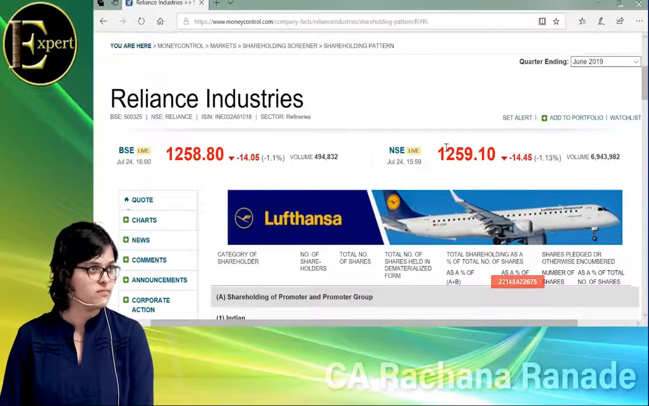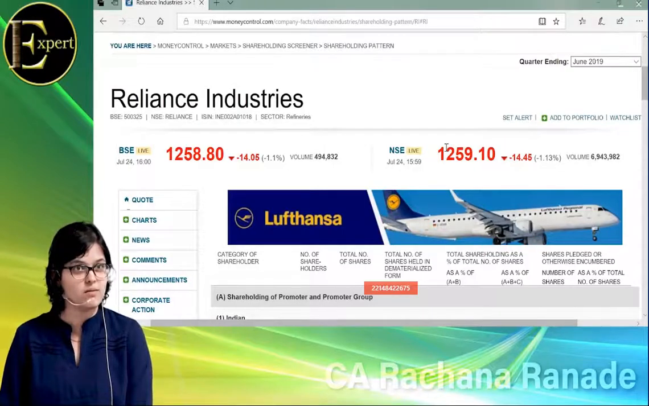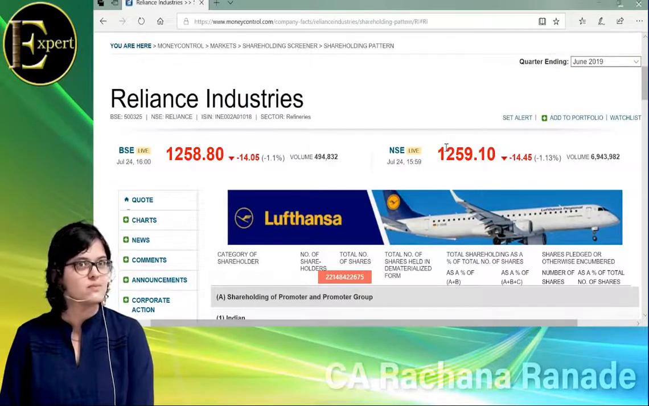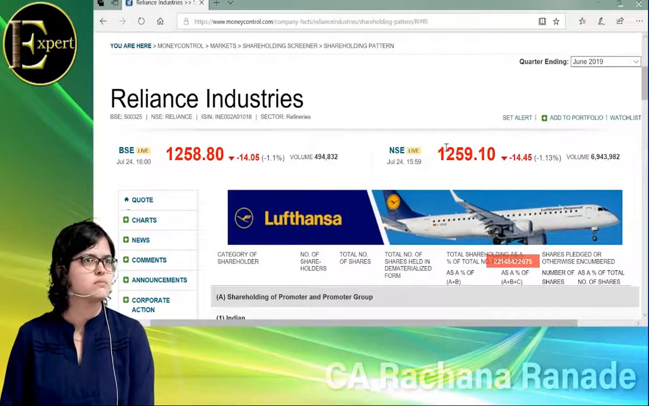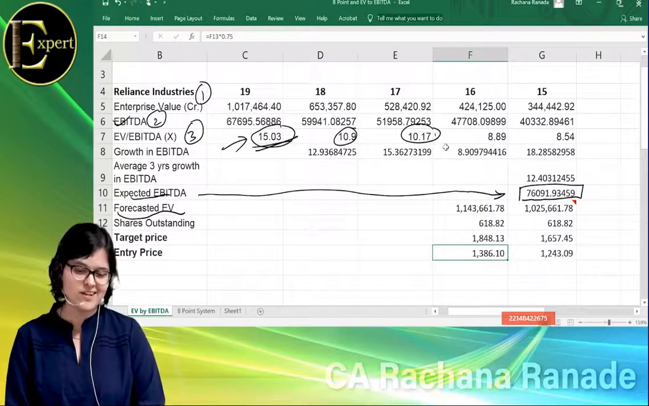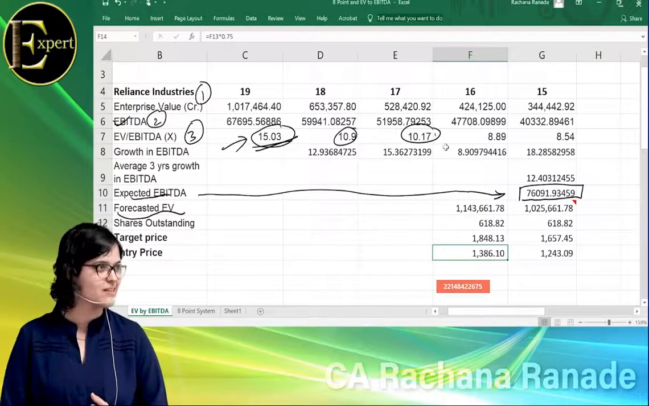1259. So ideally, as per the EV by EBITDA model, we can buy Reliance Industries. At least for 1 year. Don't expect that because Rachna has told it today, tomorrow it will hit the target price. You have to wait at least for 1 year in this case.